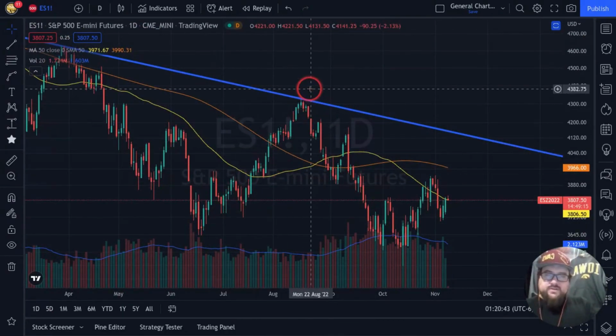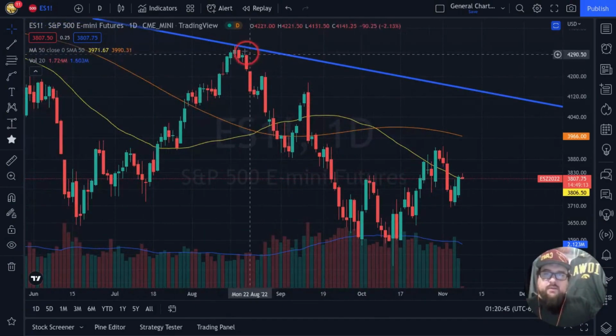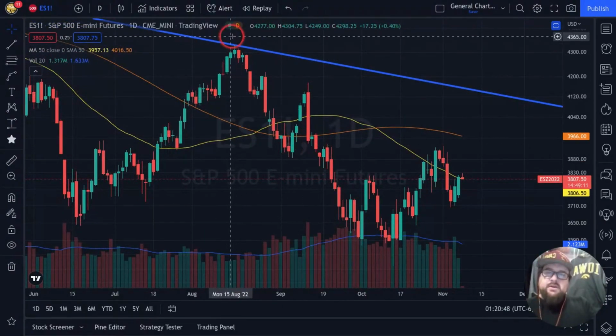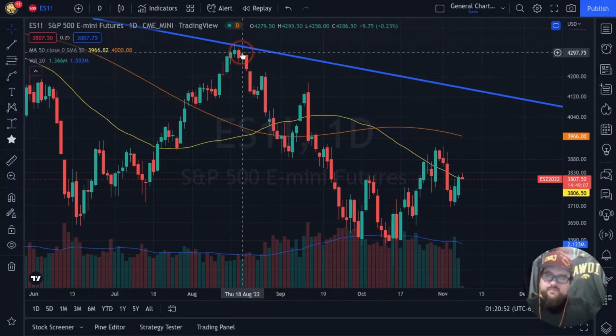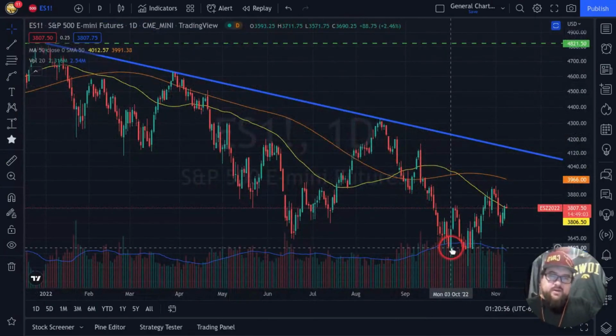In this instance here, it came right up to the line and bounced off of it. So as soon as it bounced off in like this zone, we knew that we were going to be in for another further downturn, and actually it ended up making a lower low down here.